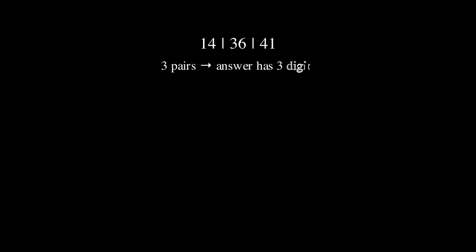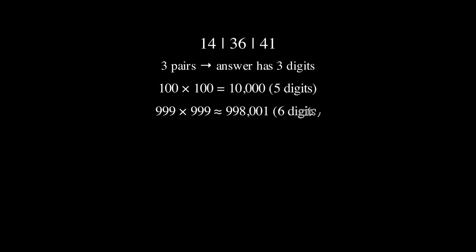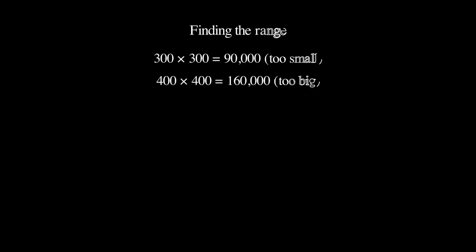Let's group the digits in pairs starting from the right. 14, 36, 41, that gives us 3 groups, so the answer should have 3 digits. Why does 3 groups mean a 3-digit answer? Because 100 times 100 is 10,000, which has 5 digits, while 999 times 999 is just under 1 million, which has 6 digits, so any 3-digit number squared always lands somewhere in that 5 or 6-digit range, matching 3 pairs of digits. So we're hunting for a 3-digit number.